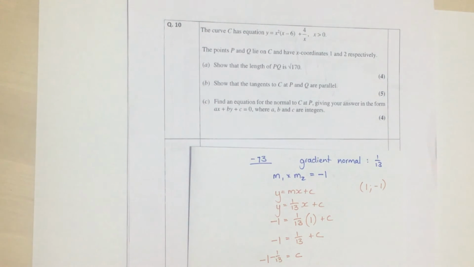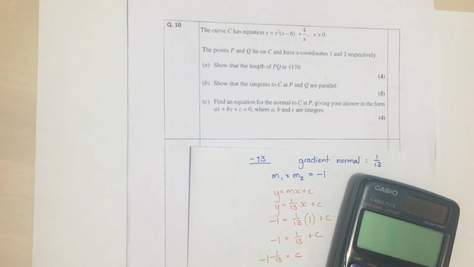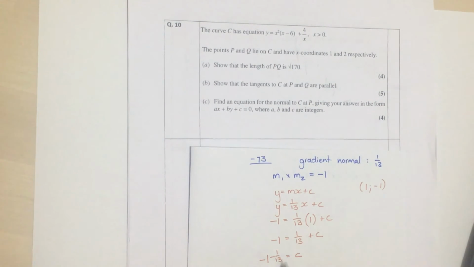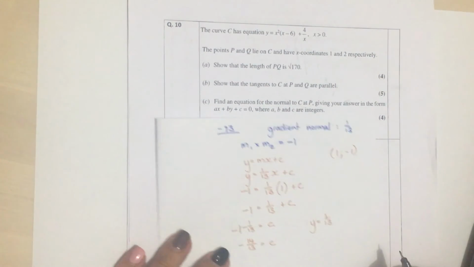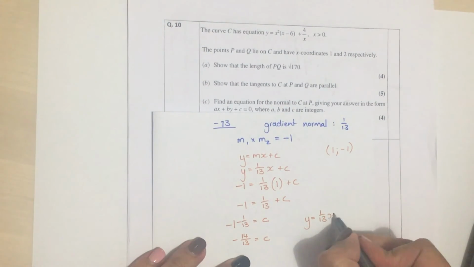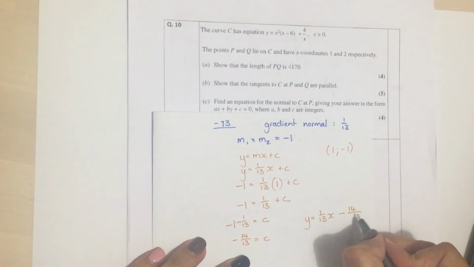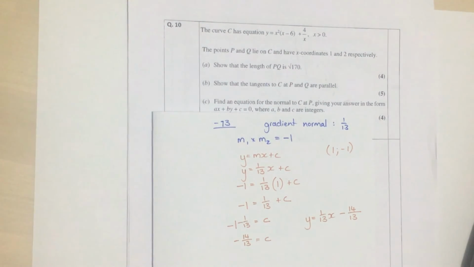Right, and now we have a value for c, which is, if we work it out on the calculator, negative 1 minus 1 over 13 gives us minus 14 over 13, is equal to c. So in that instance, y is equal to 1 over 13 x minus 14 over 13. But this is not the form in which they wanted it, so we need to rewrite it.